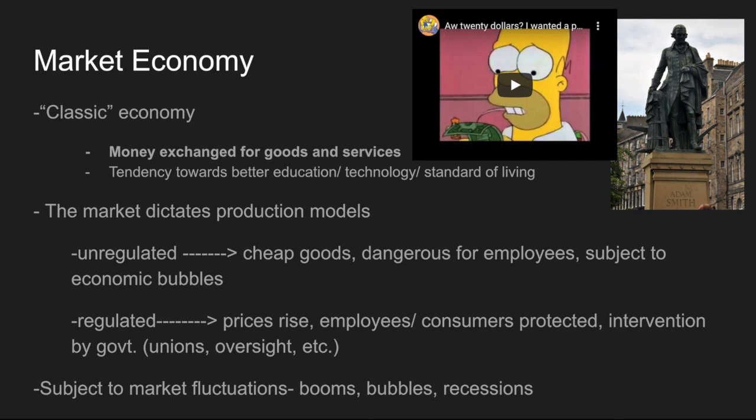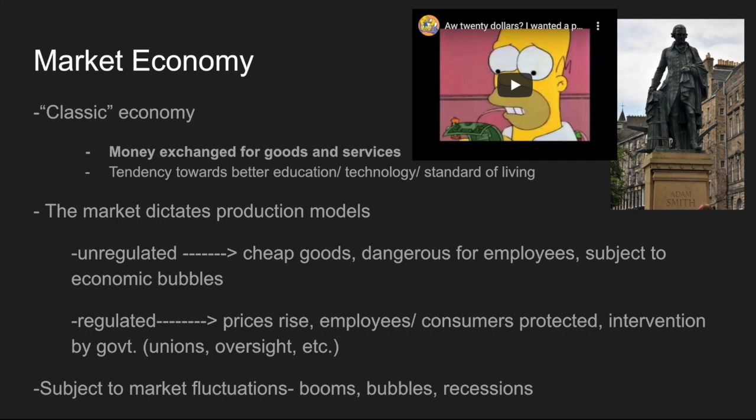Long story short, as you saw with Homer having his brain explain how $20 is better than a peanut, money is exchanged for goods and services. So if the traditional economy was largely barter based, you need to think of market economy as money exchanged for goods and services. That is the key to all of this.